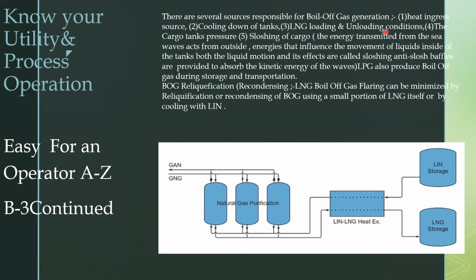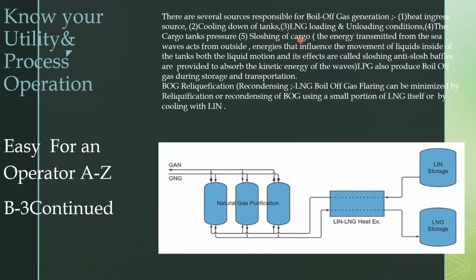Third one is LNG loading and unloading conditions. During loading and unloading, normally boil off gas will be produced. Fourth one is the cargo tank pressure. Cargo tank pressure itself will have some impact on the BOG production. The last one is sloshing of cargo.